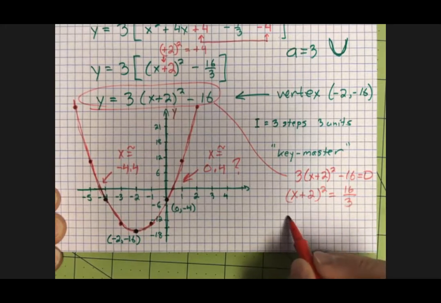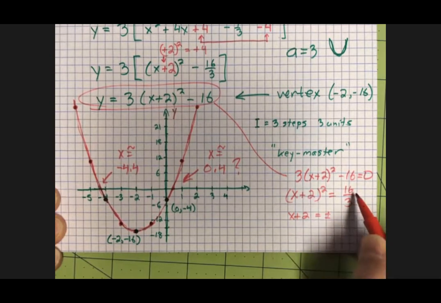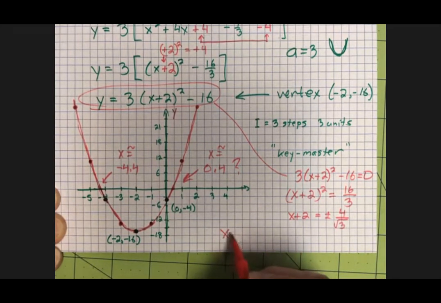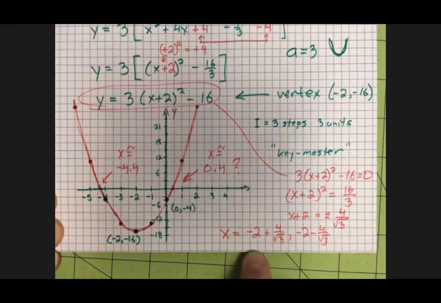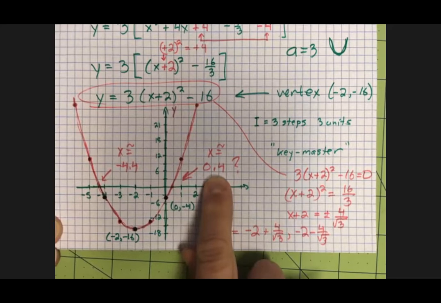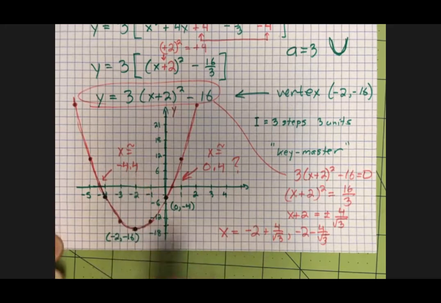Now I'll take the square root of both sides. x plus 2 is plus or minus the square root of 16 over 3. 16 is a perfect square, that's nice, but 3 is not, that's unfortunate. But I do get two answers. Subtract 2: negative 2 plus 4 over root 3, and negative 2 minus 4 over root 3. Let's pop those in the calculator. I bet you money that they're 0.4 and negative 4.4, approximately.